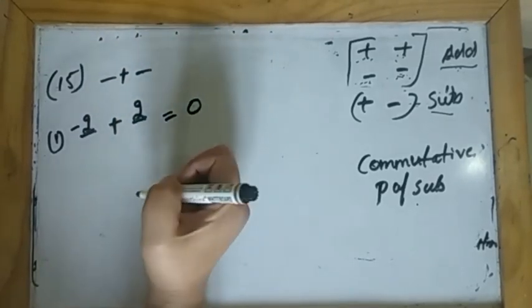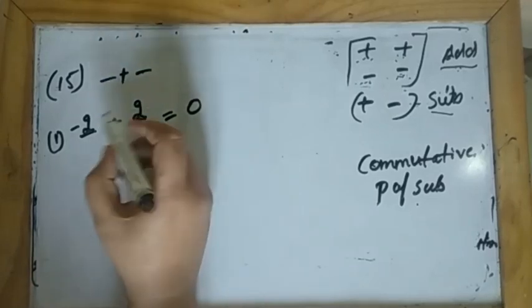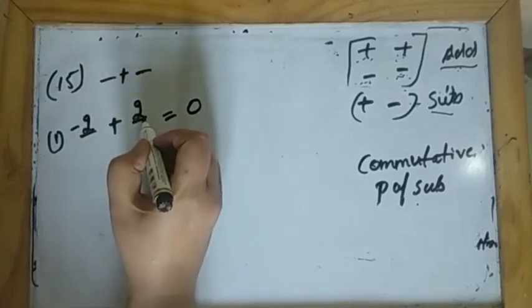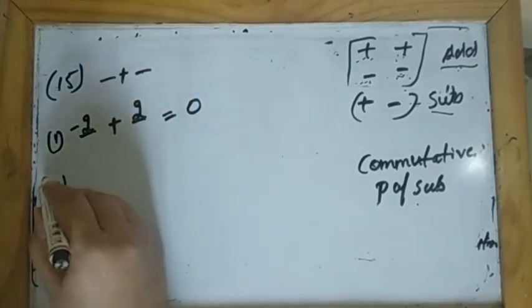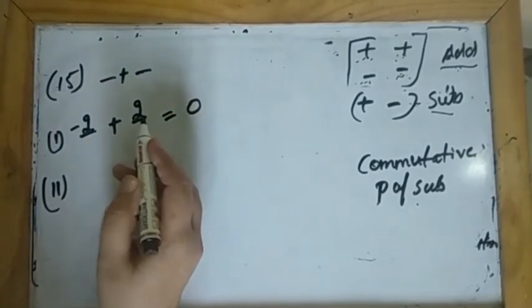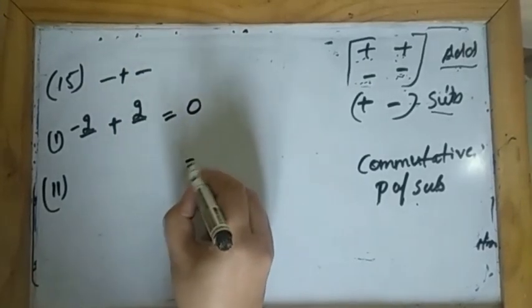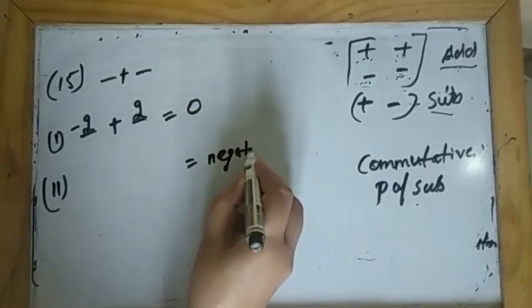So then your answer is 0. So for this you can have the example of minus 2 and plus 2. When you add these, your answer will be 0. Now the second part says that you should get a negative integer.